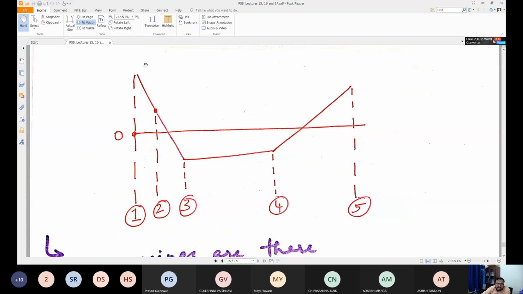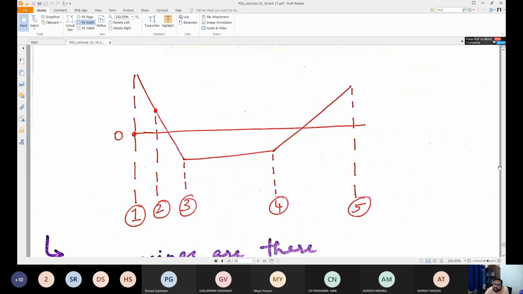How is the oscillation happening? Can somebody interpret? When masses 1, 2 and 5 are moving in a particular direction, either clockwise or anti-clockwise, and 3 and 4 are moving in a different direction, that is another mode of oscillation.